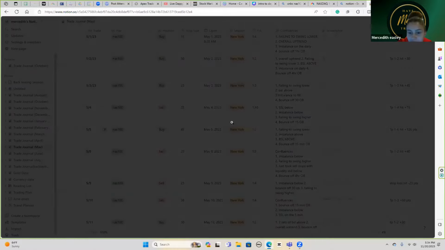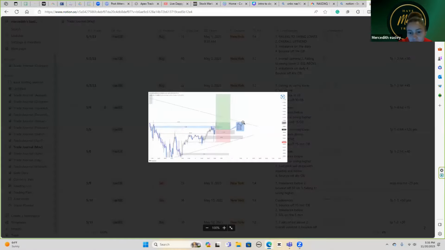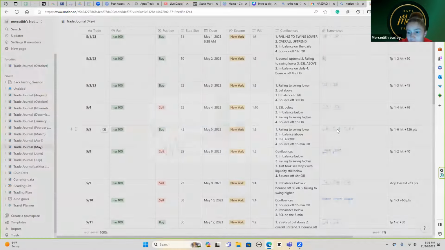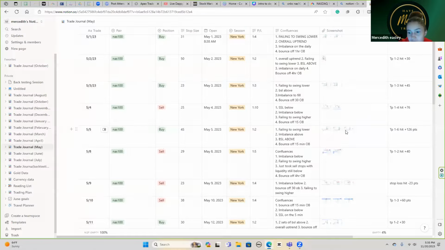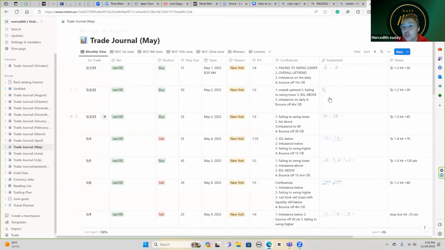So look at that. I could see the before. You guys see this before, and then you guys see the after. All right. And so this is a great way to journal your trades for free. It's important to journal every trade you take.